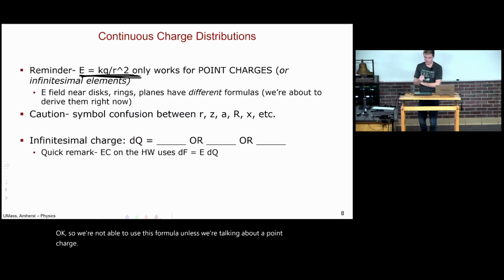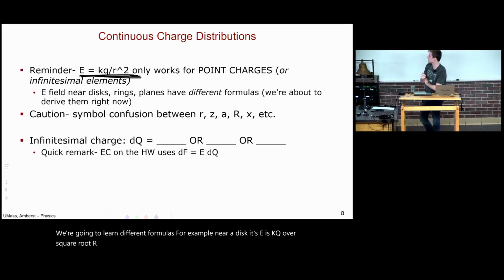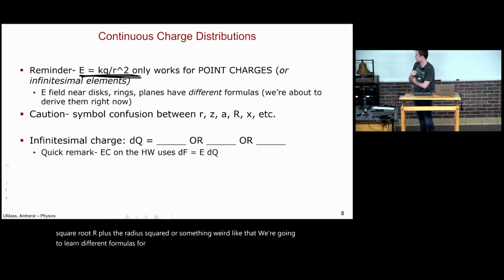We're going to learn different formulas. For example, near a disk, it's like E is kq over the square root of r plus the radius squared, or something weird like that. We're going to learn different formulas for the electric field near those objects.